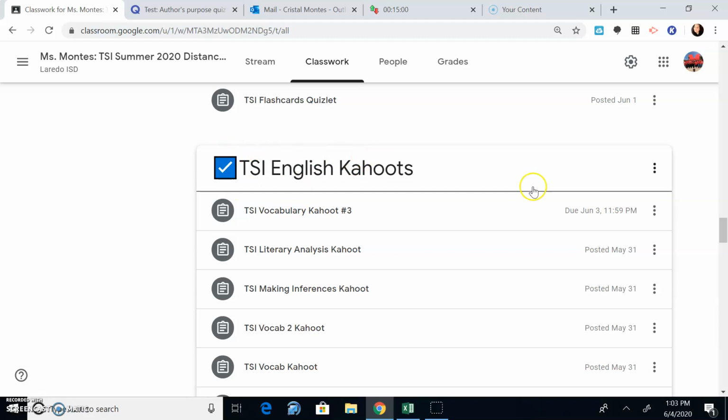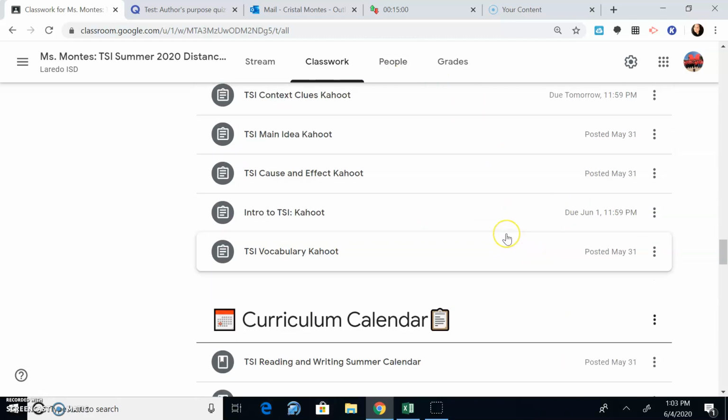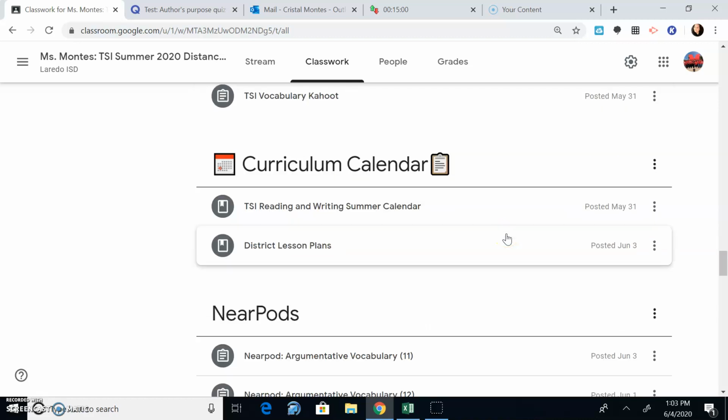Then we have our TSI Kahoots. These are super cool also. It also is based all for TSI to help you and be able to allow you to pass that test with that constant practice and repetition. You'll sure be able to pass it with a continuous studying.